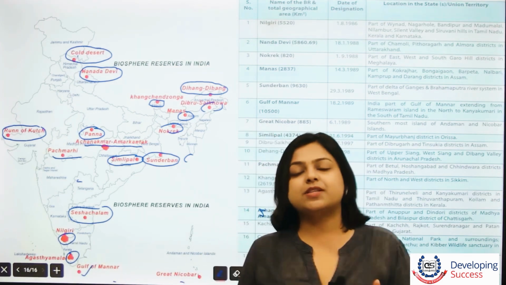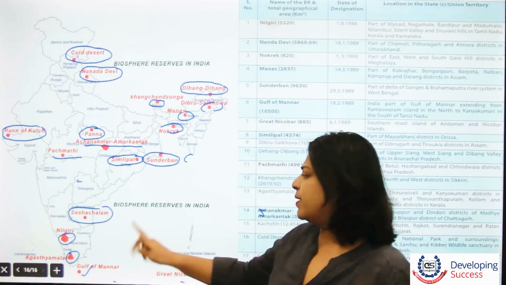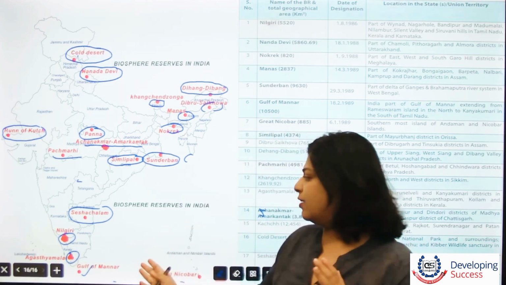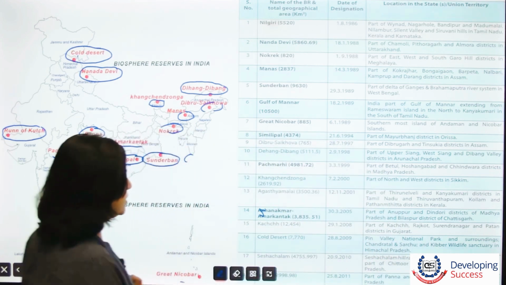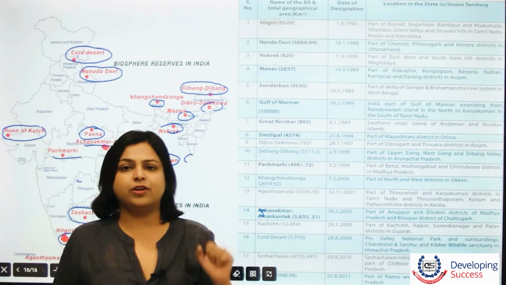And next we have the Gulf of Mannar. This biosphere reserve is present on the sea, in the Gulf area. The Gulf of Mannar is present between India and Sri Lanka, and that is why it is called the Gulf of Mannar. And the last one is the Great Nicobar Biosphere Reserve in the Nicobar Islands of the Andaman and Nicobar Islands.